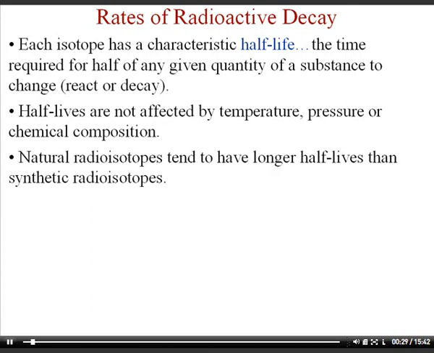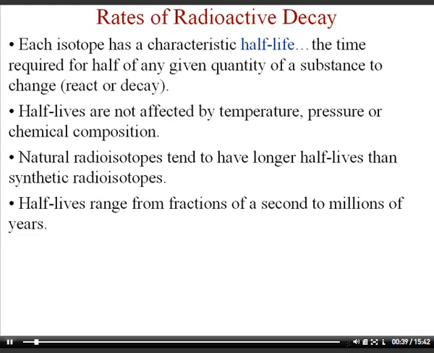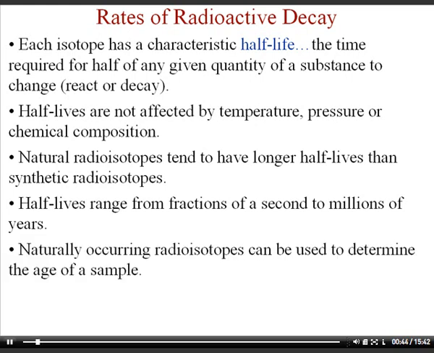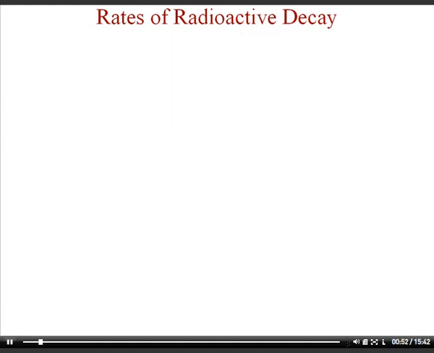Now natural radioisotopes tend to have longer half-lives than synthetic radioisotopes. So if you're a natural element found on the Earth, you're going to have a longer half-life than something that's man-made. Half-lives range from fractions of a second to millions of years, or even billions of years in the case of uranium. Now naturally occurring radioisotopes can be used to determine the age of a sample, and this is the process called radioactive dating. So you can figure out how old something is by the amount of radioactive isotope that remains in the sample.